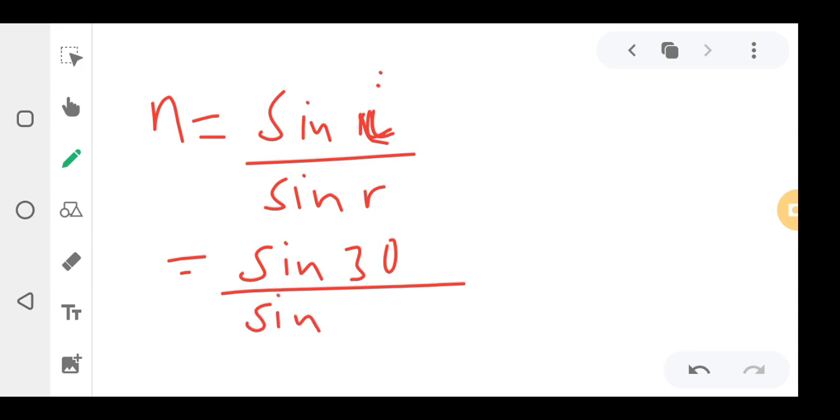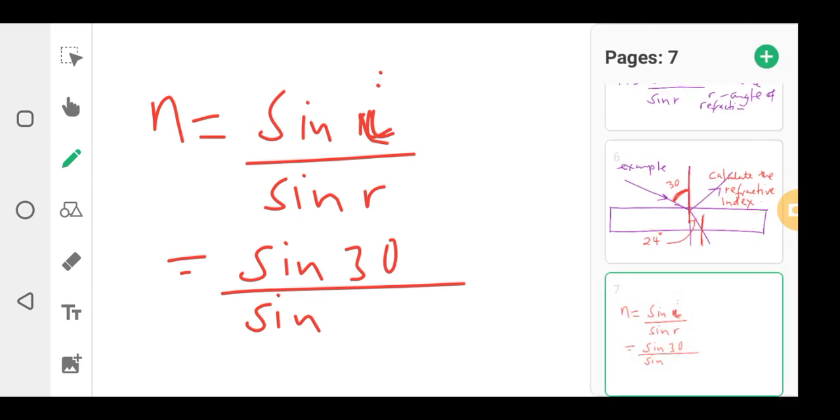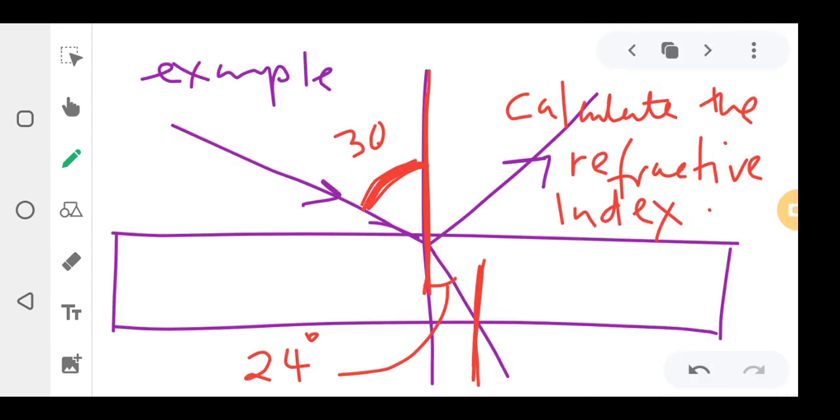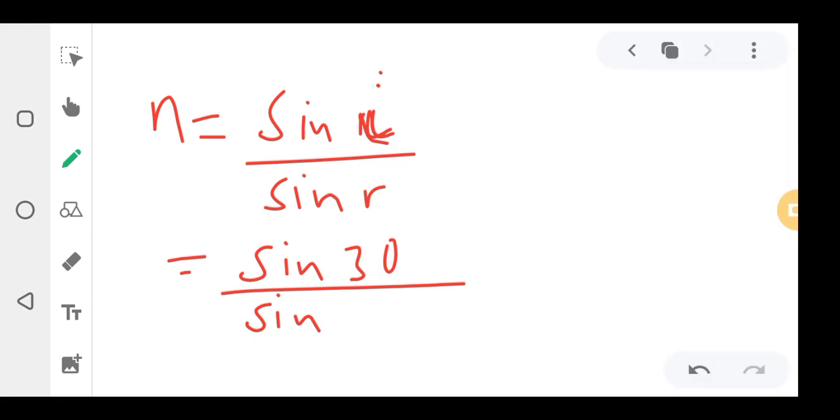R. What is R? R is the refracted ray, the one that's also near the normal. Have you seen this one? The one that is near the normal, that's the one you pick. You always pick the angles near the normal. So this one is 24, sorry, 24. And then you punch on the calculator sine 30 over sine 24. I don't have the calculator, so when you punch, you write the answer that you get here. You know how to punch on the calculator.